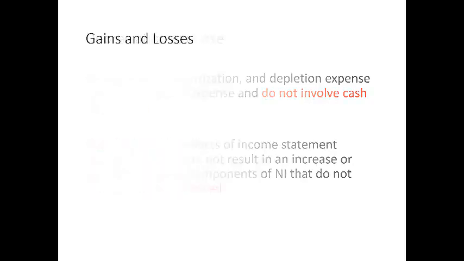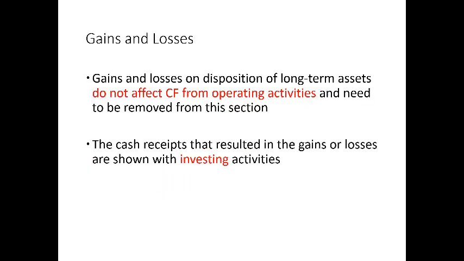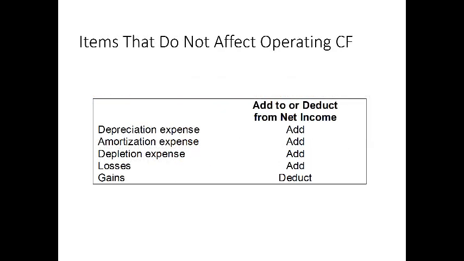Okay? With gains and losses, again, like we said, these are investing activities. We have to remove them from operating activities and put them in the investing section. So, if we have a sale of an investment or a sale of PP&E, that's going to result in a gain or a loss in net income. But those are related to investing activities, not to operating activities. So gains and losses, that's the other type of big thing.